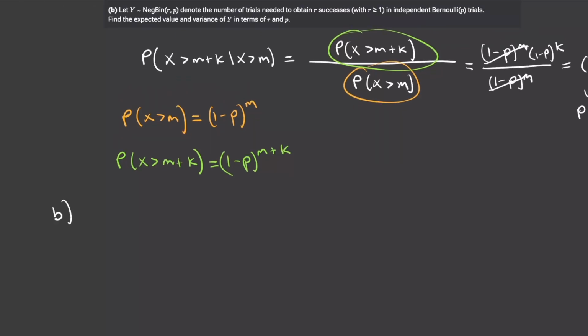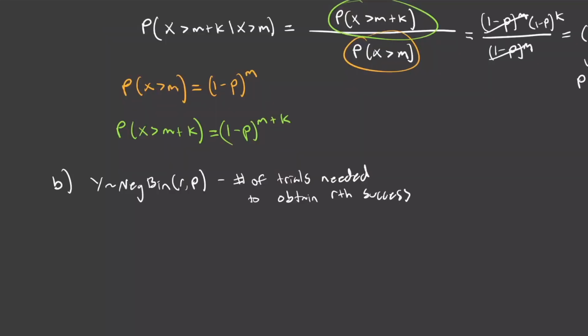Let Y be a negative binomial (r, p), denoting the number of trials needed to obtain r successes in independent Bernoulli trials, and then we need to find the expected value and variance. So again, this one shouldn't be too complicated either. Y is distributed as a negative binomial with parameters r and p, where r represents the number of successes that we are trying to count, and p represents the probability of success on any given independent Bernoulli trial.